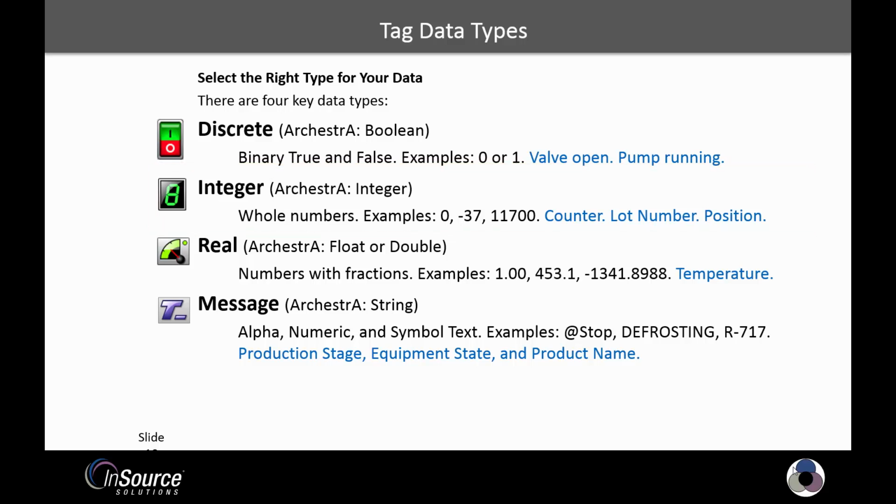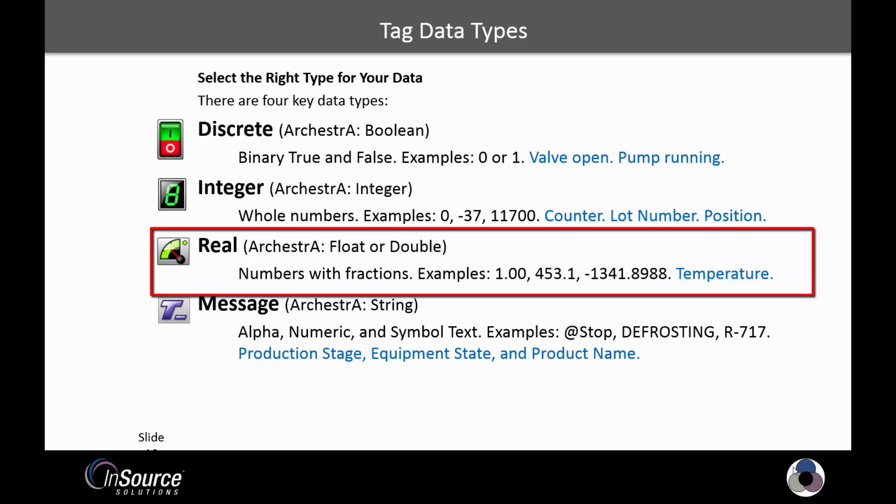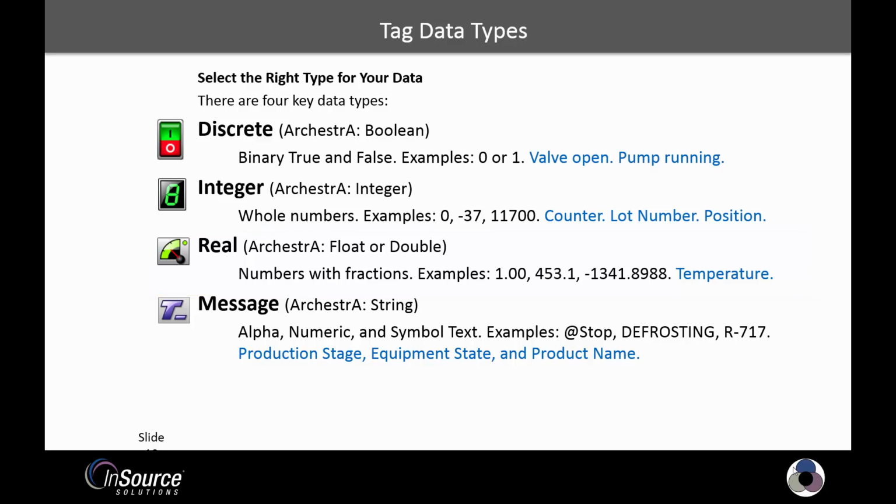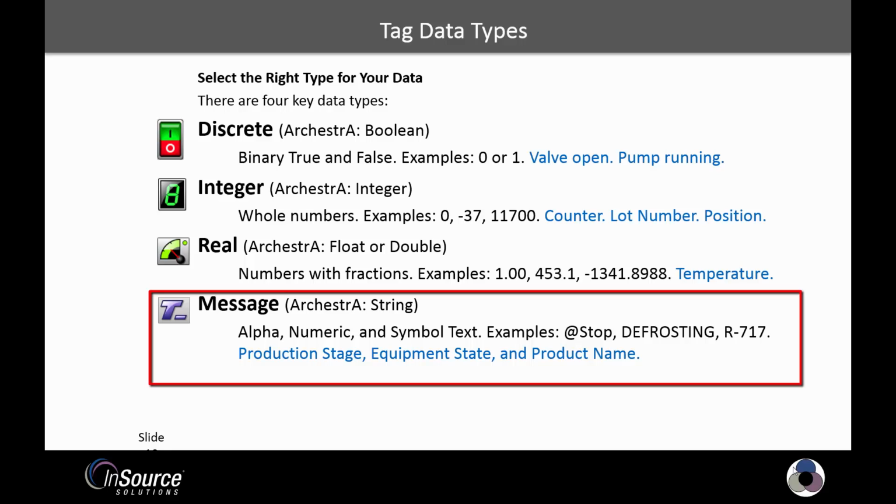The next data type is called real. Others may know it as float. It represents fractions or decimals. We would use real to represent temperature, flow rates, tank levels with precision. And the last data type is called message. Others may know it as string. It represents alphanumeric characters. So anything that has a letter or other types of characters could be represented as a message tag. A message tag could be production stage, equipment state, product name, an engineering unit.